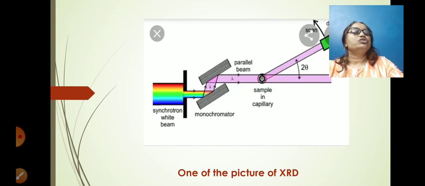Then in this picture also we can observe the sample in a capillary, and how we are finding out the angle, that is the 2 theta. The detector can be rotated in this way.